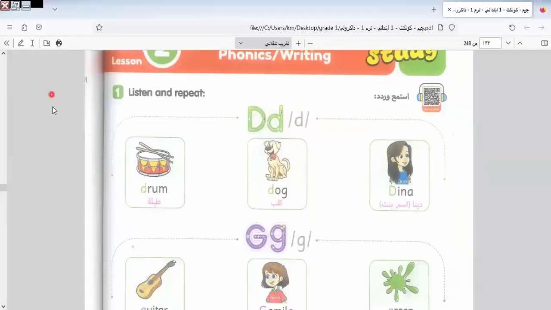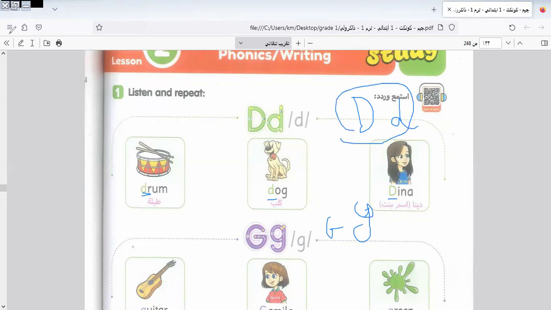Here is the phonics D, capital D and small d. Capital G and small g. Let's know the words related to this letter. Here we have drum, dog, Dina. Drum, dog, and Dina. These are the words related to letter D.